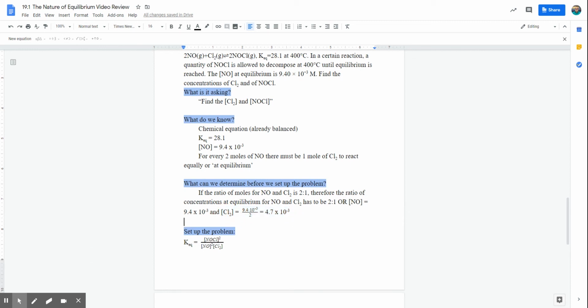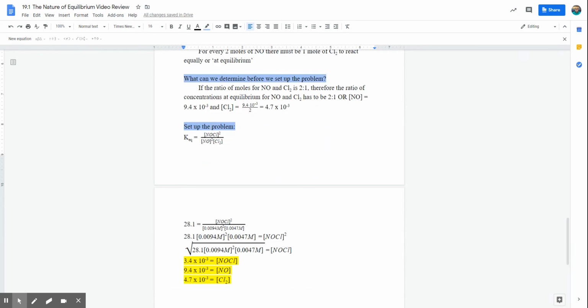And since I solved for the concentration of chlorine gas, now there's only one more item to solve for. Remember, just going back up here, it says, what is it asking for? It's asking us to find the concentration of chlorine gas. I just did. And now just the concentration of nitrosyl chloride. So moving on, I'm going to set up my equilibrium equation.